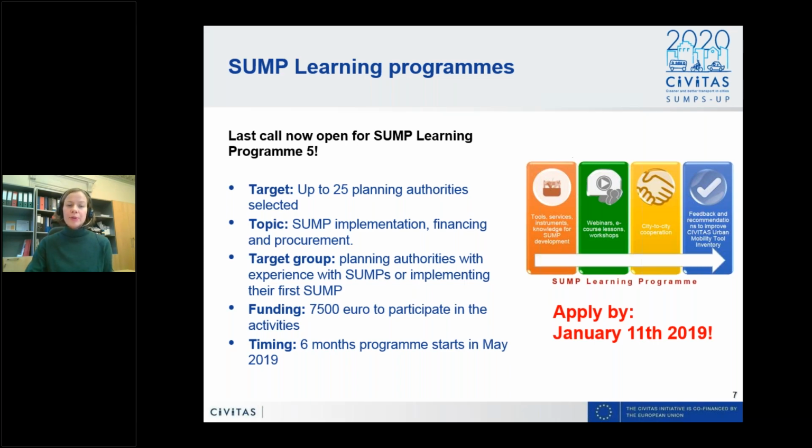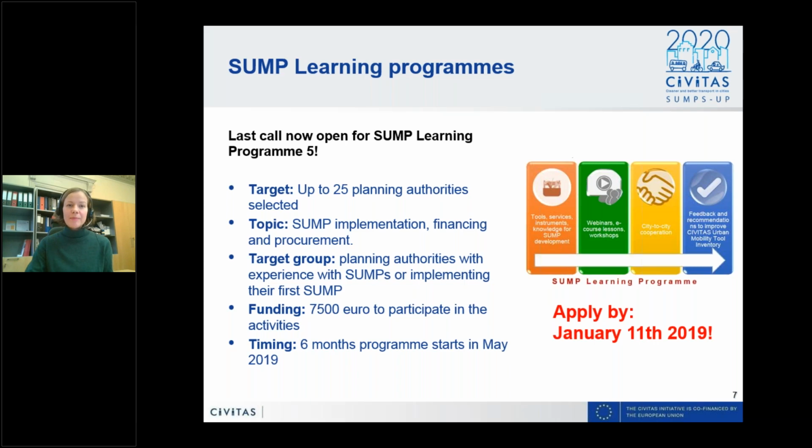And the target group we have in this call are planning authorities with already some experience on SUMP or implementing their first SUMP. So this is not targeted to those who have just started the SUMP process, because we go a bit more detailed into the phases later in the SUMP cycle.